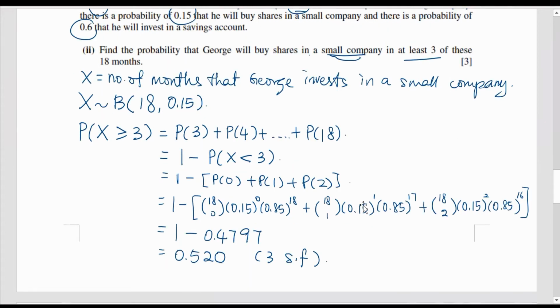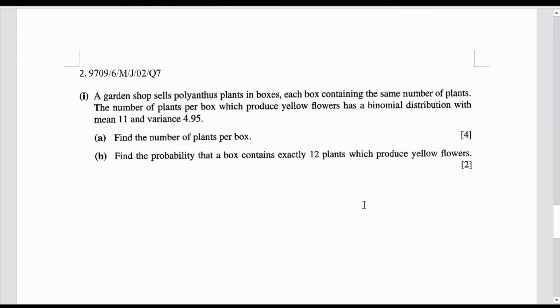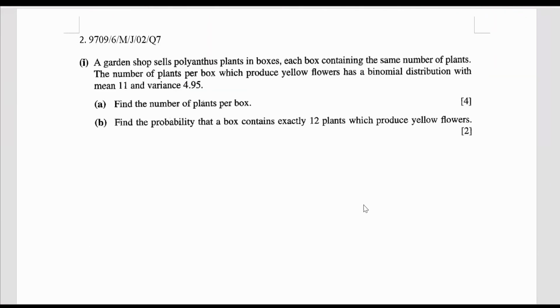Okay, now we are looking at the next question. This is from May/June 2002, paper 6, question 7. A garden shop sells polyanthus plants in boxes, each box containing the same number of plants. The number of plants per box which produce yellow flowers has a binomial distribution with mean 11 and variance 4.95. So you can see that the question is telling you this is a binomial distribution.